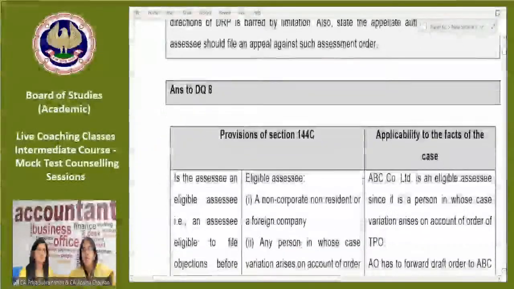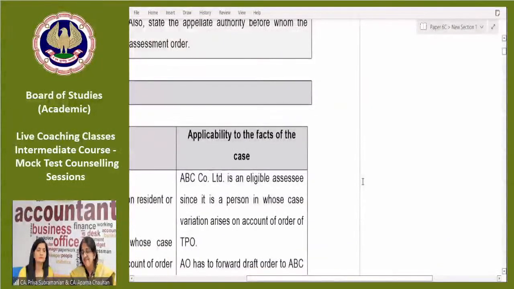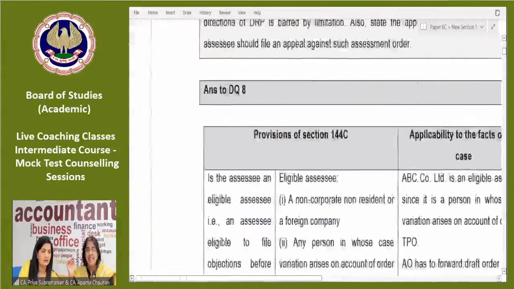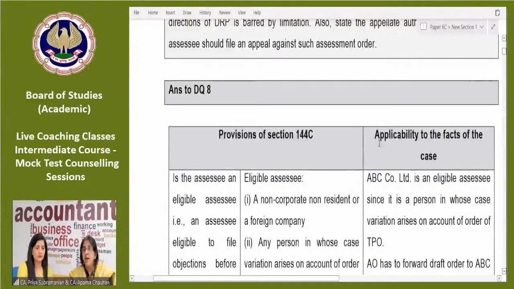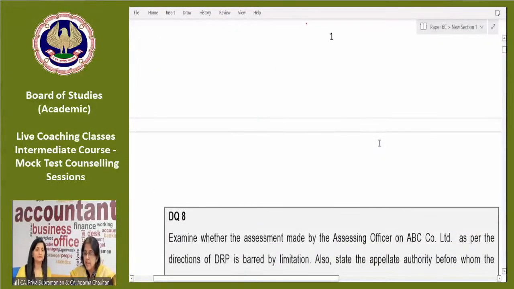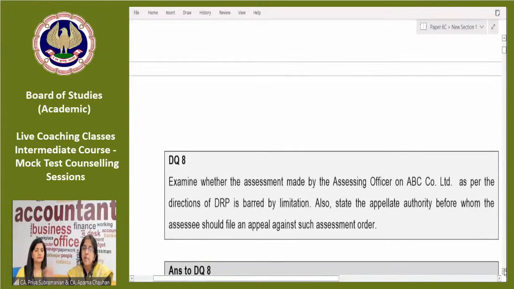So when we go to the question, what does the question require? The question requires us to examine whether the assessment made by the assessing officer on ABC Company Limited as per the directions of the DRP is barred by limitation. No, we've seen it's all within the time limit. Also state the appellate authority before whom the assessee should file an appeal against such order.